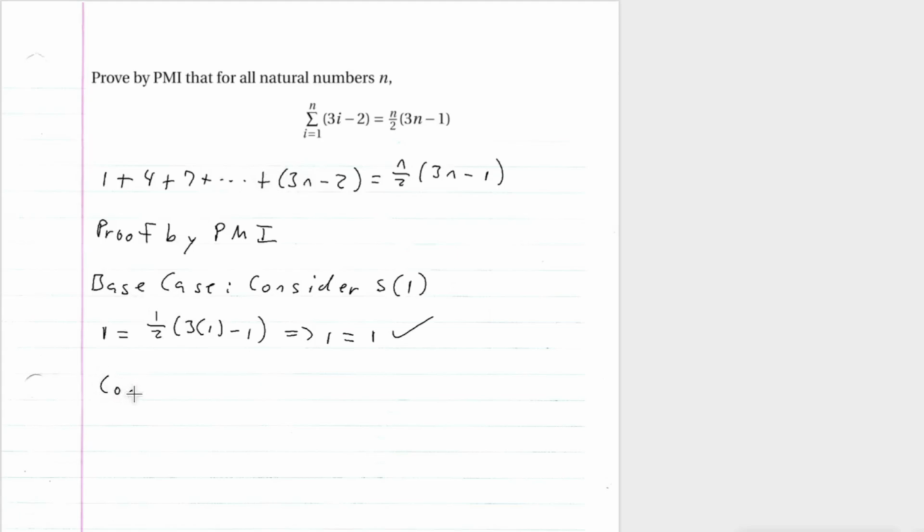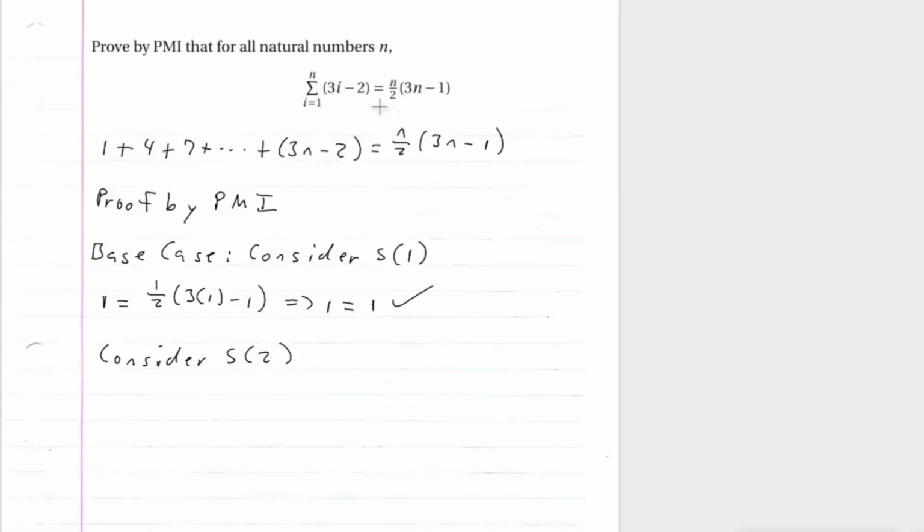Now let's go ahead and consider S of 2. So if we were to do the statement for 2, that's the sum of the first two terms. So 1 plus 4 has to equal this formula if we were to plug in 2. So we have 2 over 2 times 3 times 2 minus 1. So 1 plus 4 is 5, and 3 times 2 is 6, minus 1 is 5. 5 times 2 over 2 is 5. So we can see that this formula at least works for the first two terms.